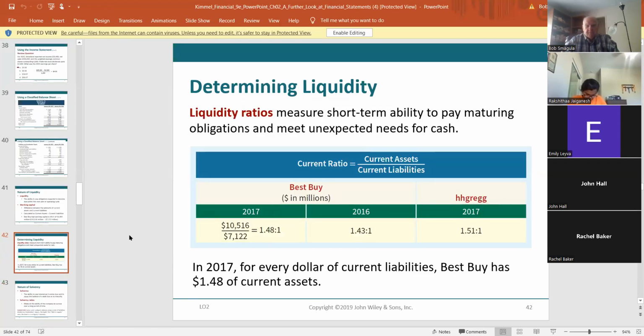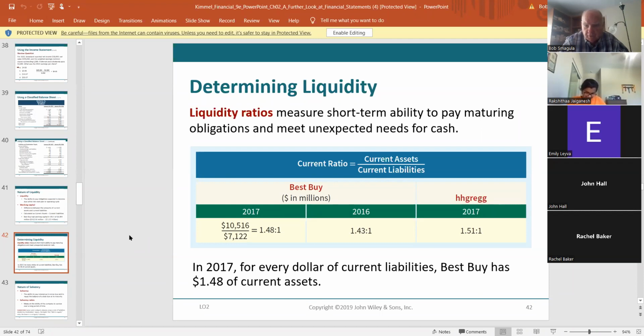Let's take a peek here. Current assets minus current liabilities equals working capital. But again, using dollars to compare companies of different sizes can be misleading. So we're not going to talk in terms of working capital. We're going to talk in terms of the current ratio.